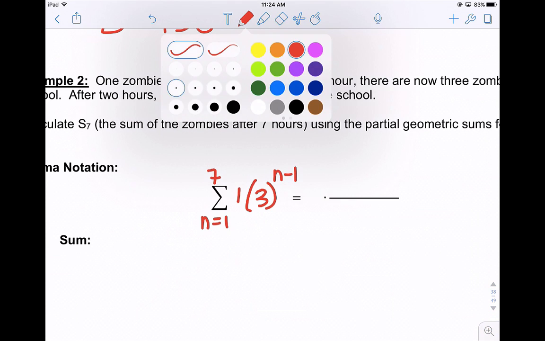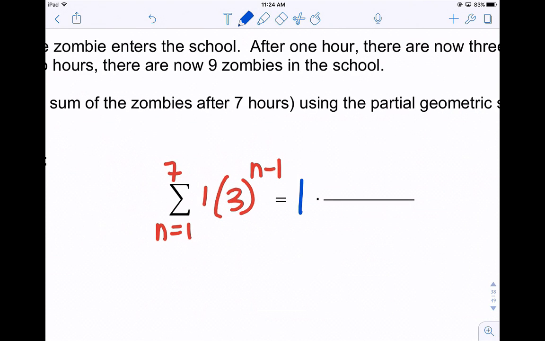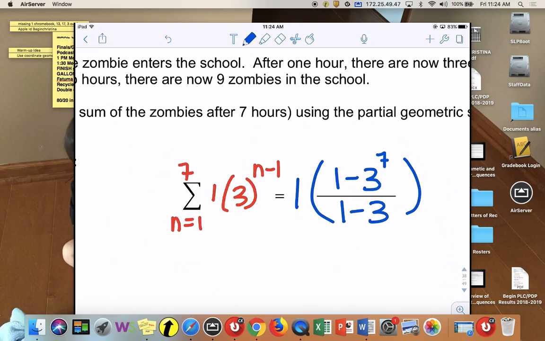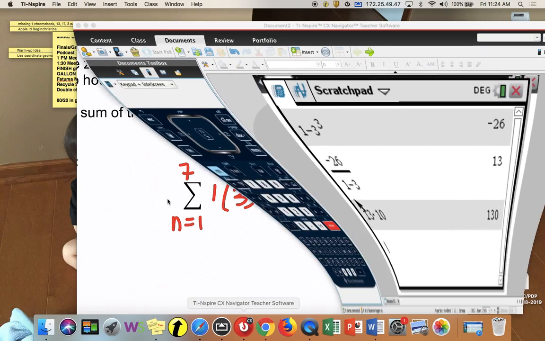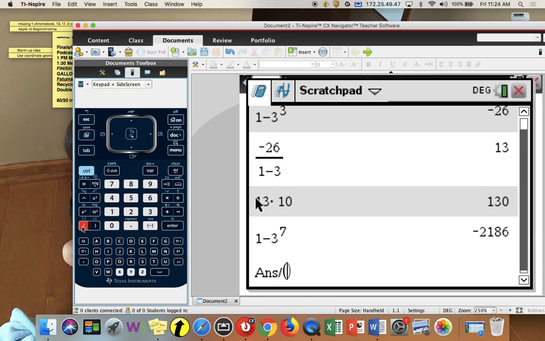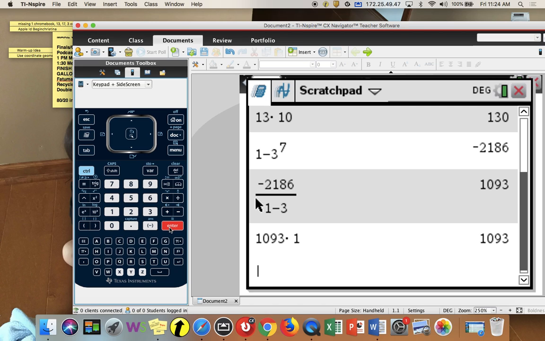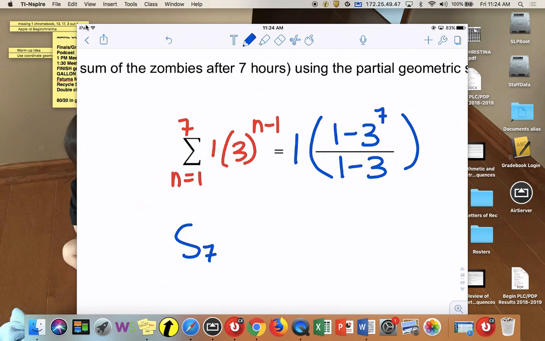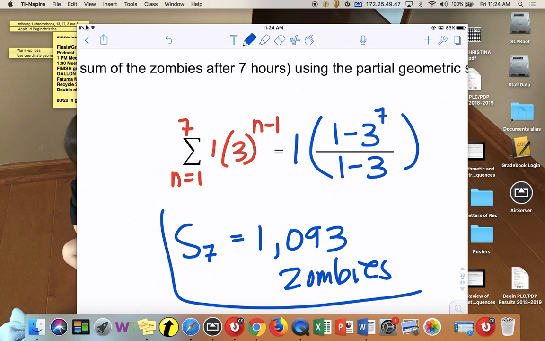Okay, so then using the formula, we need the first term, which is 1 zombie, times 1 minus the ratio to the number of hours, 7 hours, over 1 minus the ratio. Again, typing it in, here's how I would do it. I would do the top part first, 1 minus 3 to the 7th. I would hit enter. Divide by the bottom in parentheses, 1 minus 3. And then I would multiply by the number of starting zombies, that is 1. So after 7 hours, there are 1,093 zombies. Not 93 or 73, I forget. 93. There you have it.